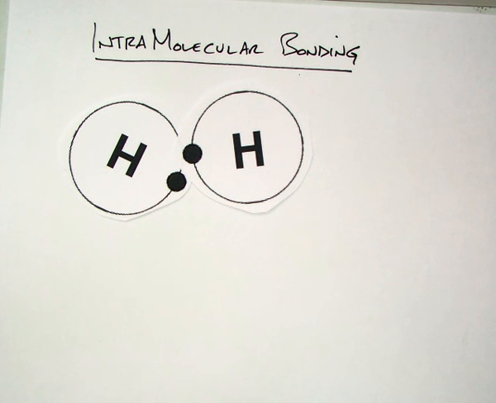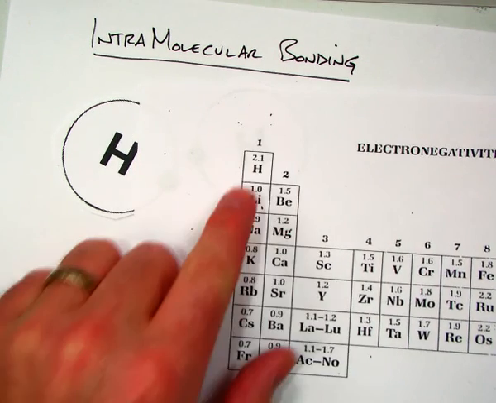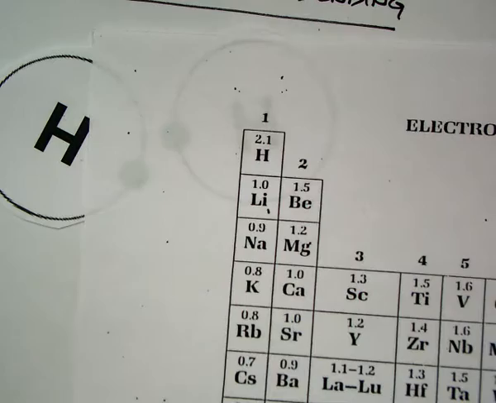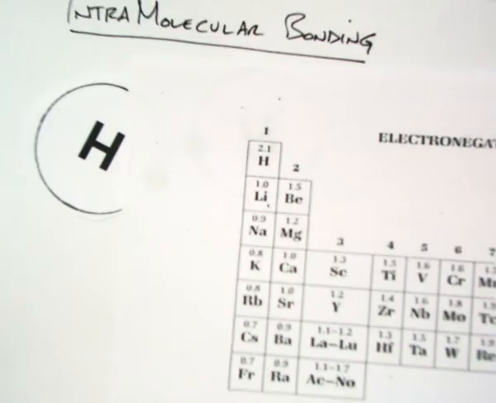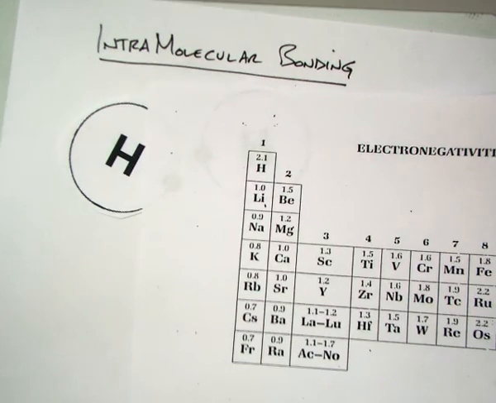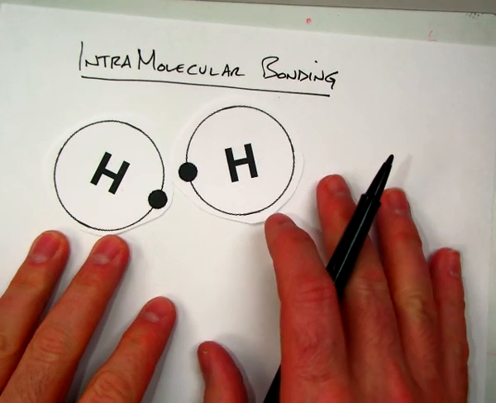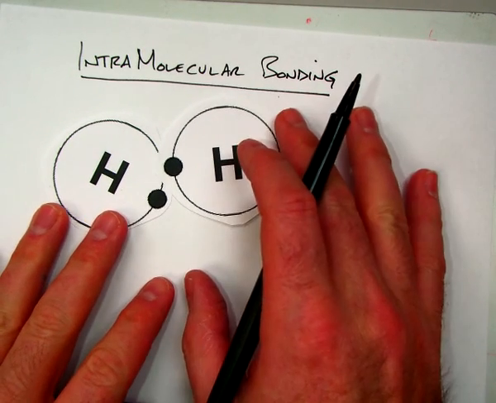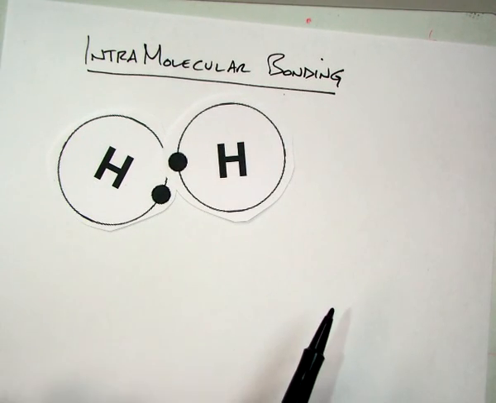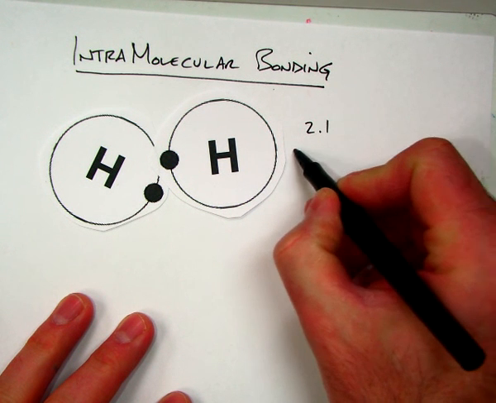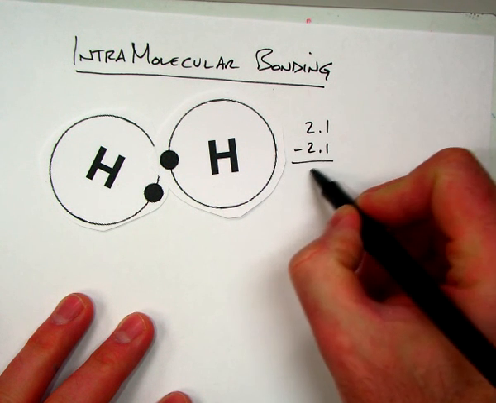What you want to do is look at an electronegativity table and find hydrogen, okay? So here I see hydrogen has an electronegativity of 2.1. This electronegativity describes how strongly each of these atoms pulls on the electrons. So what you would do with these numbers is subtract them, 2.1 minus 2.1, and of course we get 0.